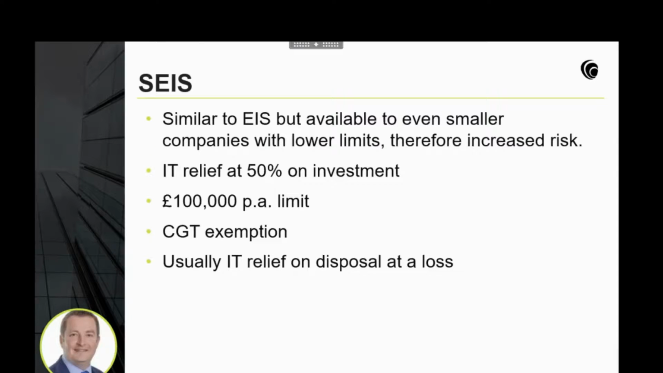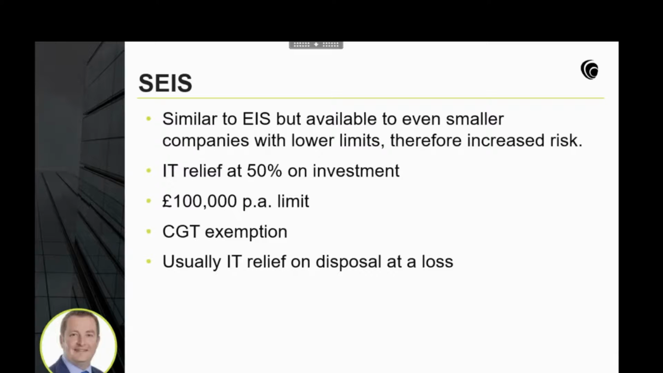The seed enterprise investment scheme is similar to EIS, but available to even smaller companies with lower limits and therefore presumably increased risk. The tax incentives are generally higher, so the income tax relief is given at 50% on the initial investment, but there's a 100k per annum limit on the amount that one can invest in SEIS shares.